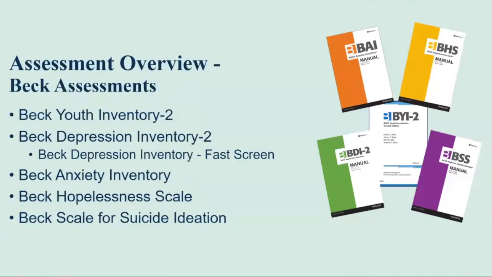So the range of assessments that I'll be talking about are the Beck Youth Inventory 2, the Beck Depression Inventory 2, Beck Depression Inventory Fast Screen, Beck Anxiety Inventory, Beck Hopelessness Scale, and then the Beck Scale for Suicide Ideation. The Beck range of assessments covers a variety of ages, where the Beck Youth Inventory is aimed at the lower age ranges, from 7 to 18 years old. The other Beck assessments are mainly for people aged 17 and above. However, the Beck Depression Inventory 2, including the fast screen version, can be used from 13 years, but I'm going to go through each of these scales individually.